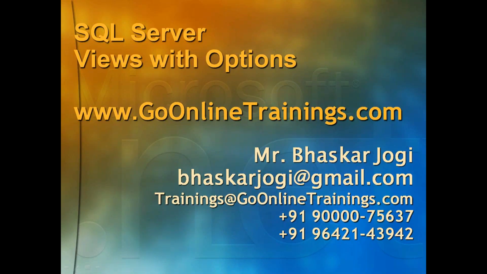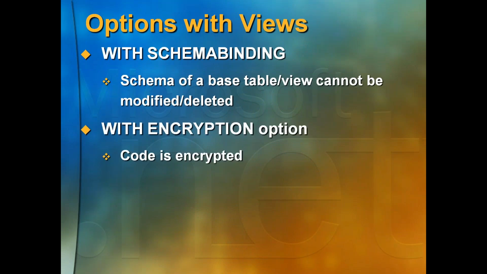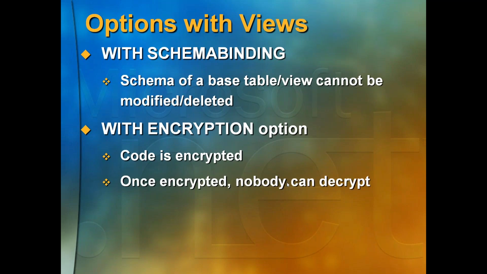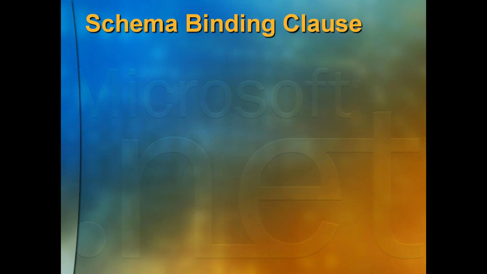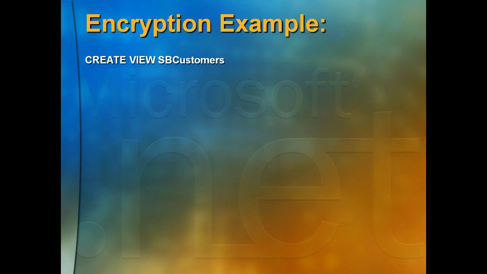The next option, let us talk about with encryption. With encryption means once you encrypt the code, nobody can decrypt it. Nobody can see anything. Hacker also cannot see the code. Once encrypted, no one can decrypt it, including Bill Gates or Satya Nadella, who is CEO of Microsoft. Nobody knows how to decrypt the code. Clear? Once you encrypt it, you cannot read the code at all.